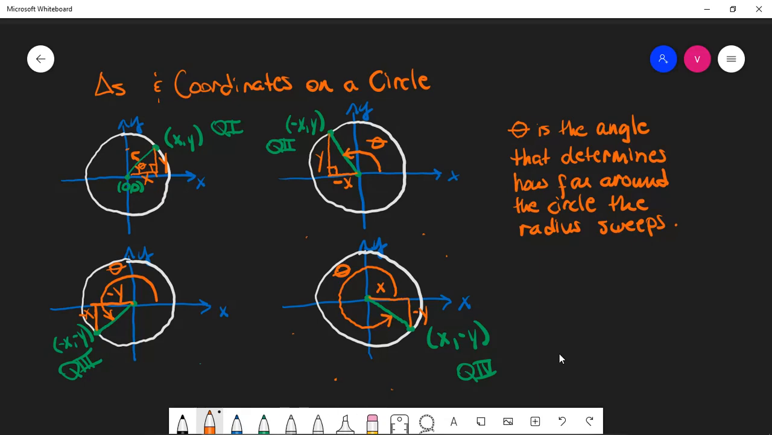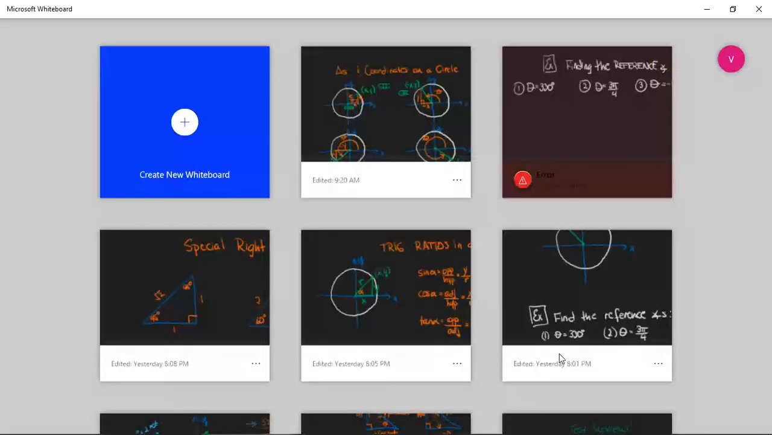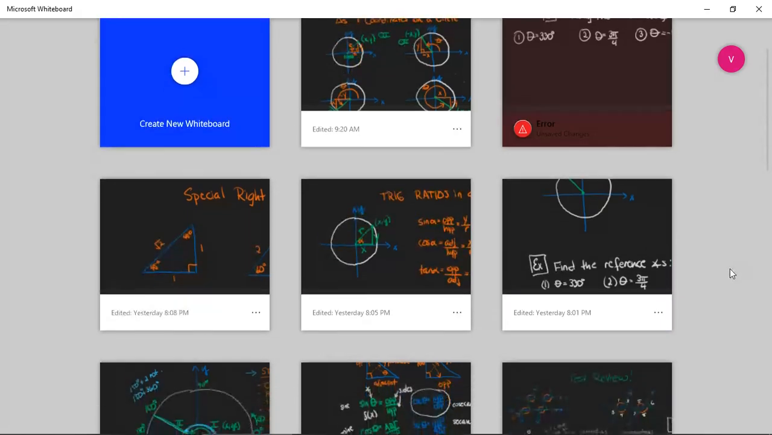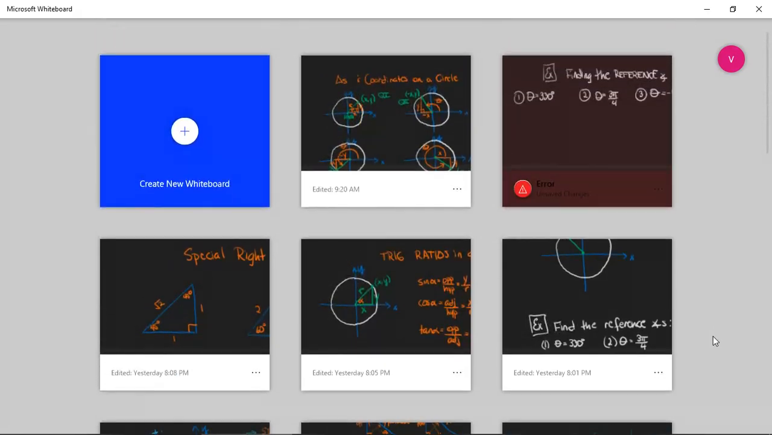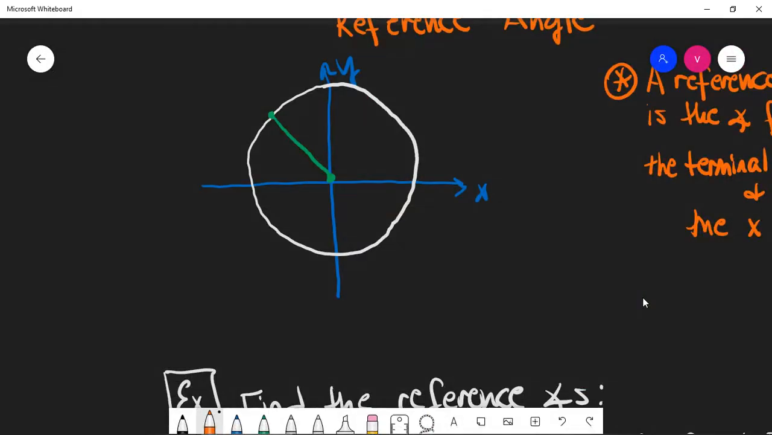So now let's relate all this. Let's put this together. Let's talk about reference angles. So let me find that. I think here it is right here. Okay.